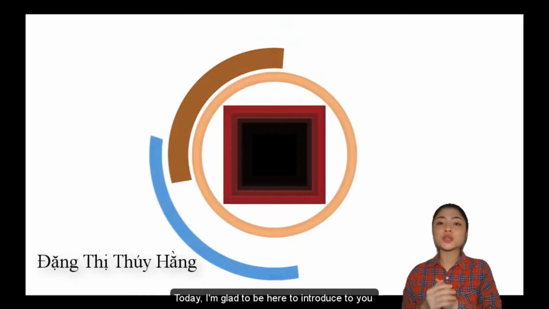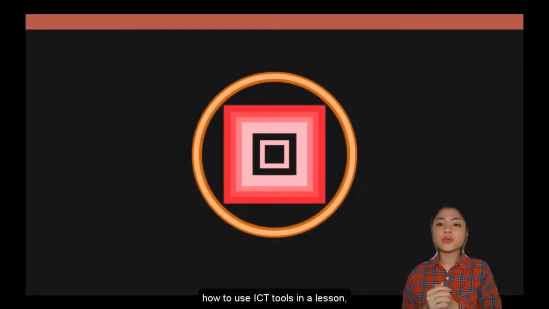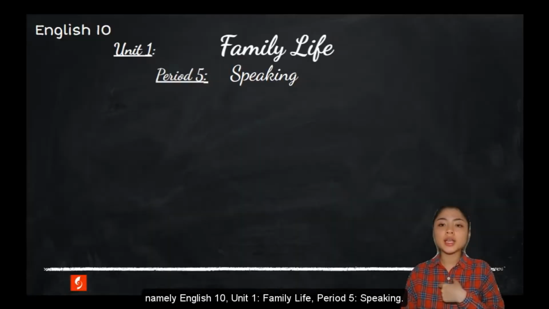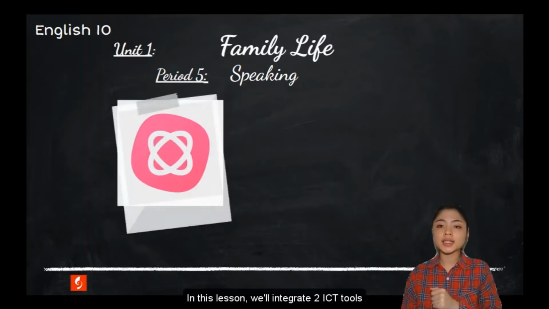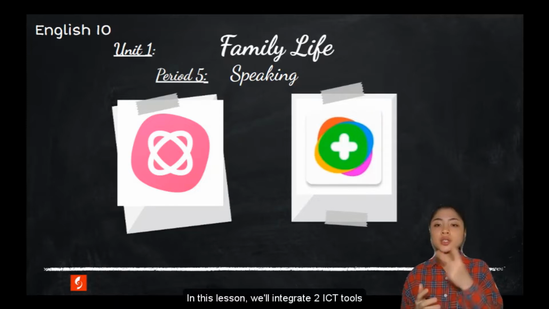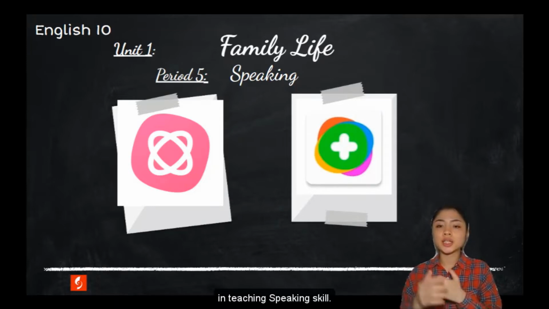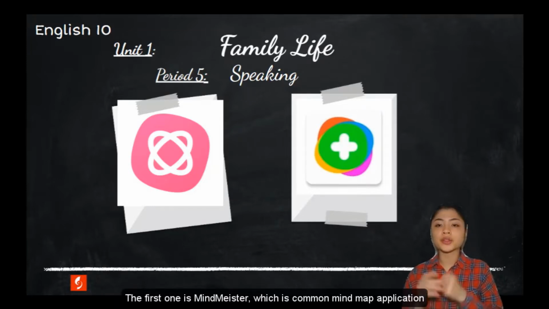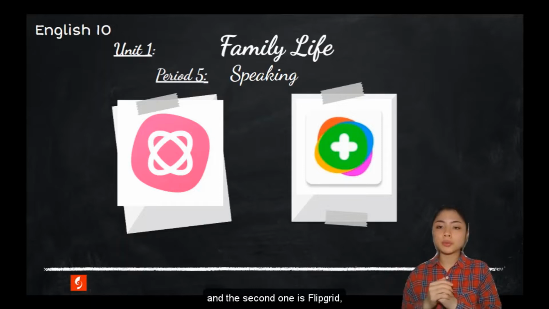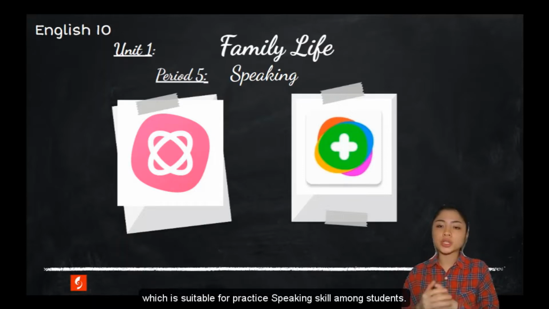Today, I'm glad to be here to introduce to you how to use ICT tools in a lesson, namely English 10, Unit 1, Family Life, Period 5 Speaking. In this lesson, we will integrate two ICT tools in teaching speaking skill. The first one is MindMeister, which is a common mind map application, and the second one is Flipgrid, which is suitable for practicing speaking skill among students.